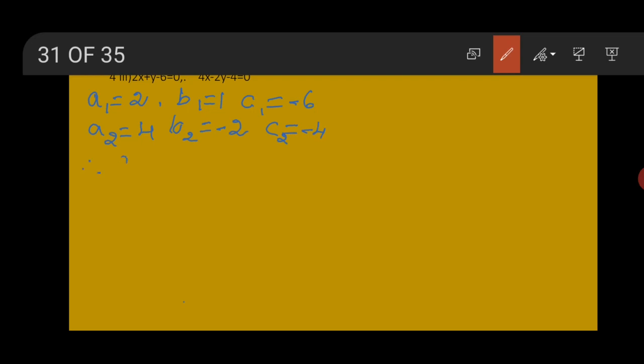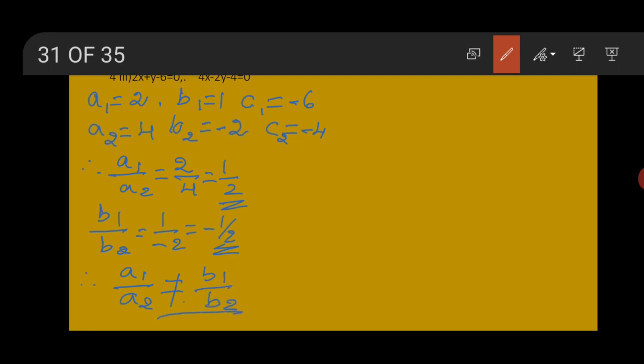Therefore, we have to find the ratio a1 by a2. What's that? 2 by 4 is equal to 1 by 2. Similarly, the ratio b1 by b2 is equal to 1 divided by minus 2, which is minus half. Are they equal? No. Therefore, a1 by a2 is not equal to b1 by b2. This implies these equations are not inconsistent. These equations are consistent.